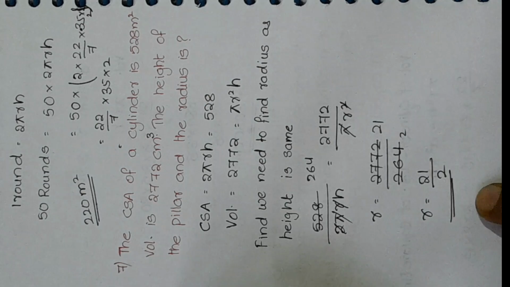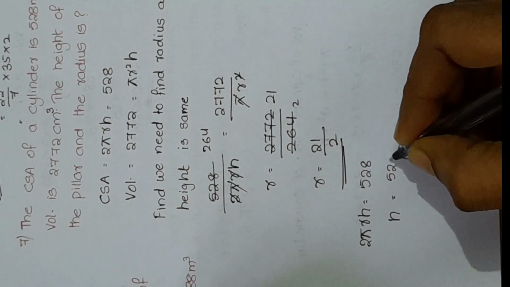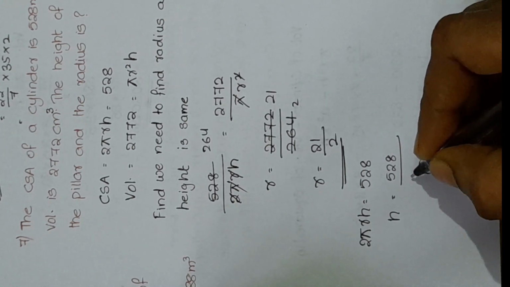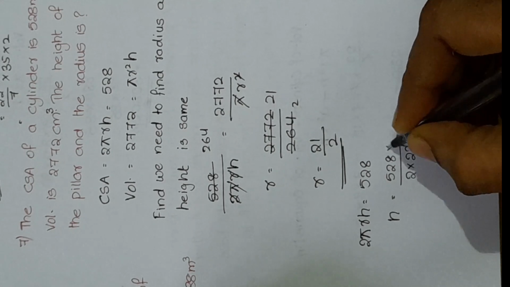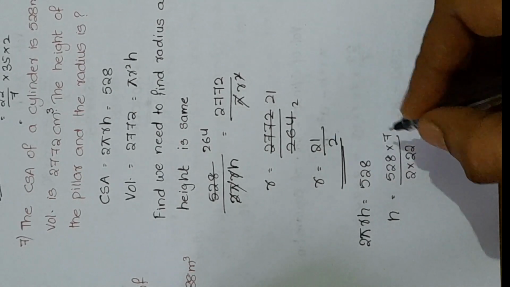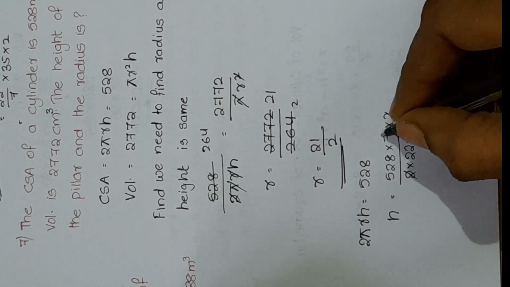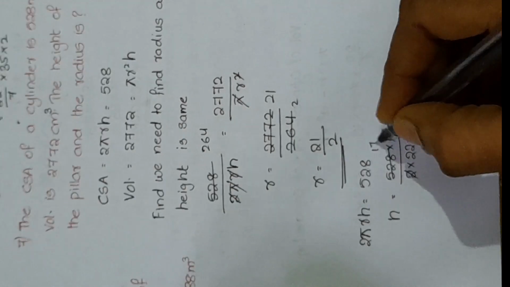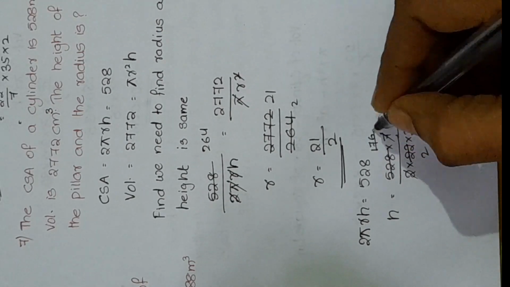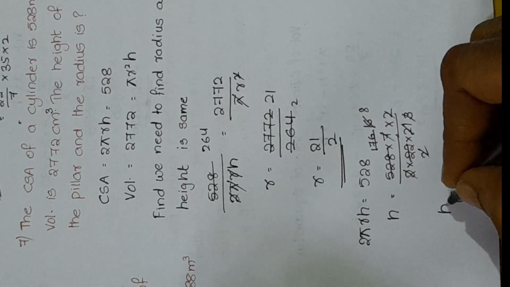Now from this we can find the height. 2 pi r h is equal to 528 is given. So height is equal to 528 by 2 pi r. Substituting the values, 2 into pi value is 22 by 7. 7 goes to the numerator and r value is 21 by 2. So again 2 goes to the numerator. 2 and 2 get cancelled. 7 ones, 7 threes, 3 176 times, 11 twos and 11 16 times, 2 ones and 2 eights. So the height is 8 meters.